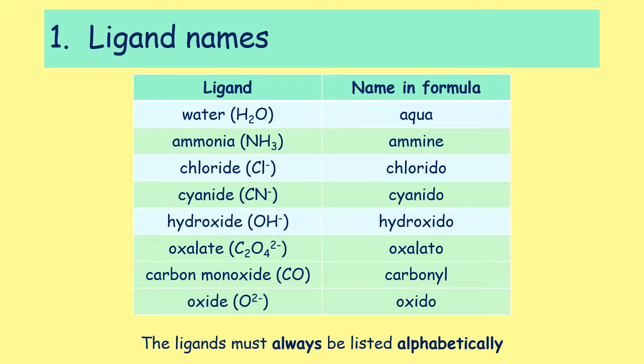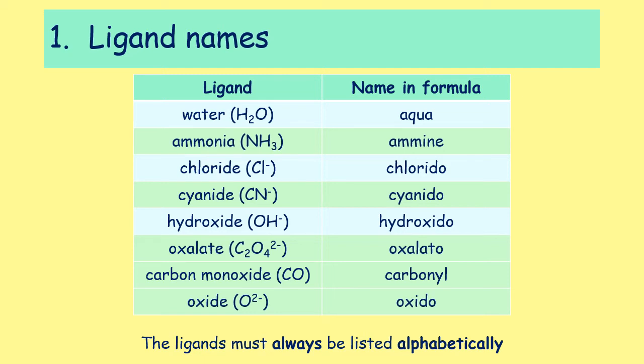So the first thing we'll look at are the names of ligands. So I've got a list of the ligands that you would be expected to know in Advanced Higher. So we've got water, ammonia, chloride, cyanide, hydroxide, oxalate, carbon monoxide, and oxide. And we've got how that name gets translated to describe that it's in a transition metal complex. So water becomes aqua, ammonia becomes ammine.